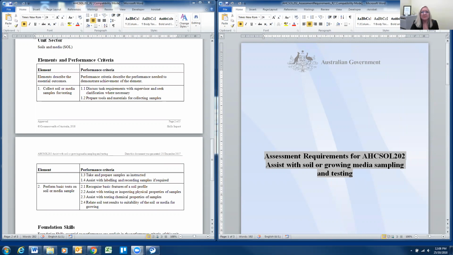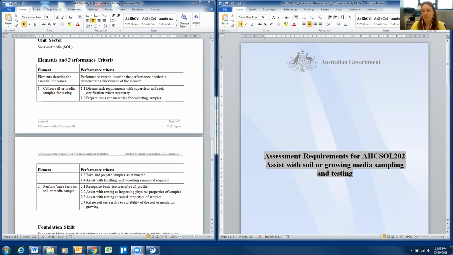You can see on my screen just the documents that I've downloaded from training.gov, and this is for a certificate in horticulture unit that we've been working on for soils. How I start, whenever I want to work out how to do the assessments for a unit, it's benchmarking. Okay, what are the standards that I'm going to assess to? And obviously the training.gov unit is one of the first things that I go and look at.